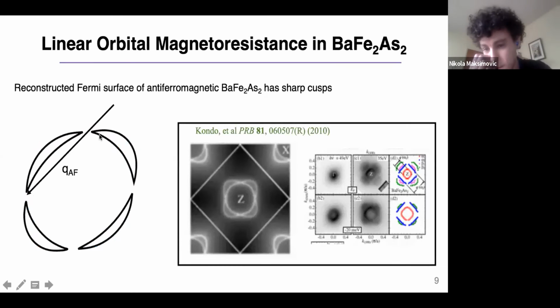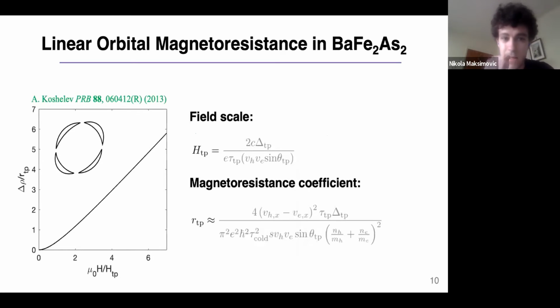To some extent, this has been observed in ARPES experiments on barium-122. These are actually simulations of the Fermi surface, and experimental data can somewhat see these banana-shaped pockets. So our collaborator, Alex Koshelev, did a calculation of what the magnetoresistance of this type of shape in the Fermi surface of barium-122 will look like.